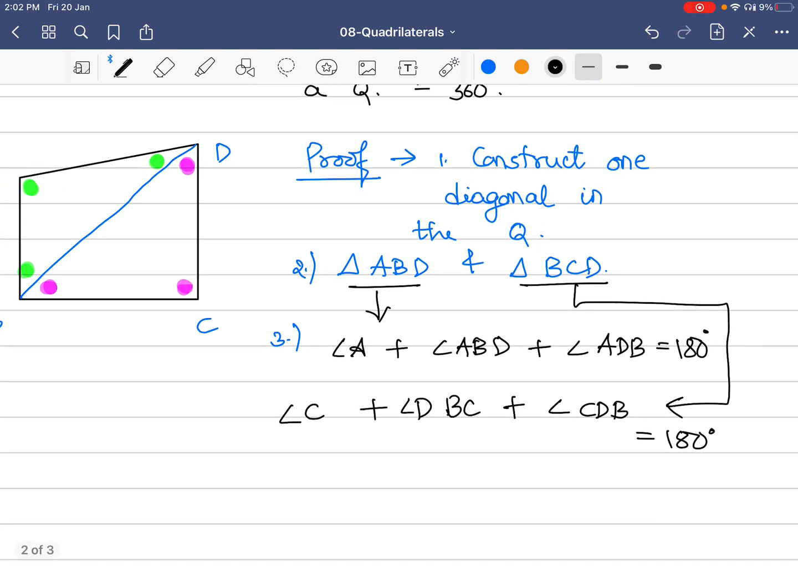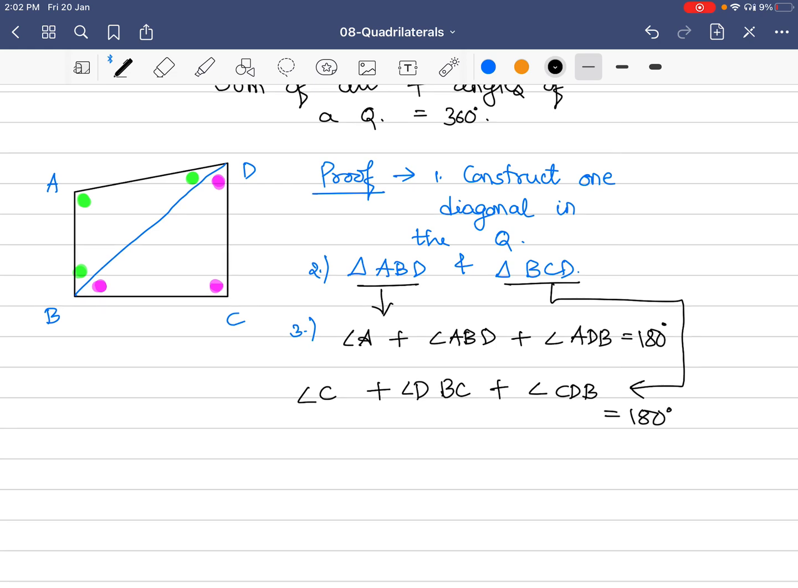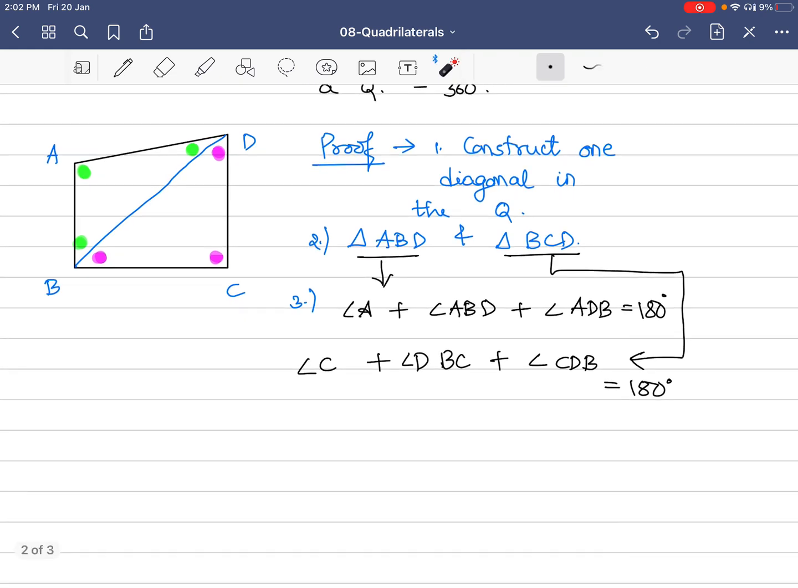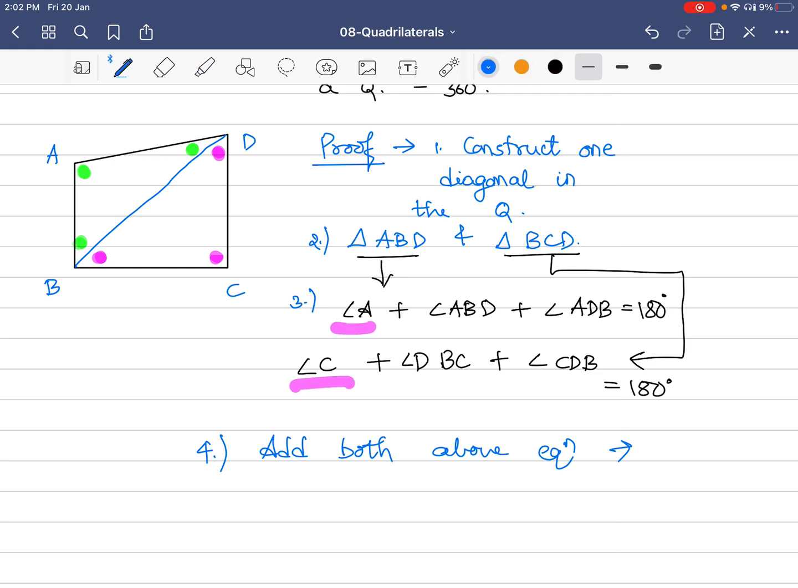Okay. Now what we're going to do is add both of these. So that will be my step number 4. Step number 4: add both above equations. Okay. So note this is angle A and angle C. So that will come as it is. So I'm just going to write angle A plus angle C.